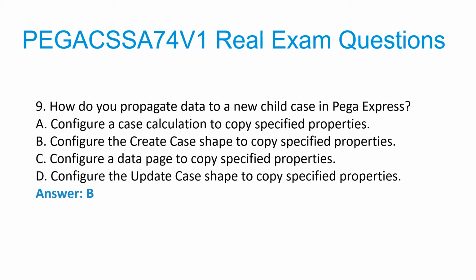9. How do you propagate data to a new child case in Pega Express? A. Configure a case calculation to copy specified properties. B. Configure the create case shape to copy specified properties. C. Configure a data page to copy specified properties. D. Configure the update case shape to copy specified properties. Answer B.